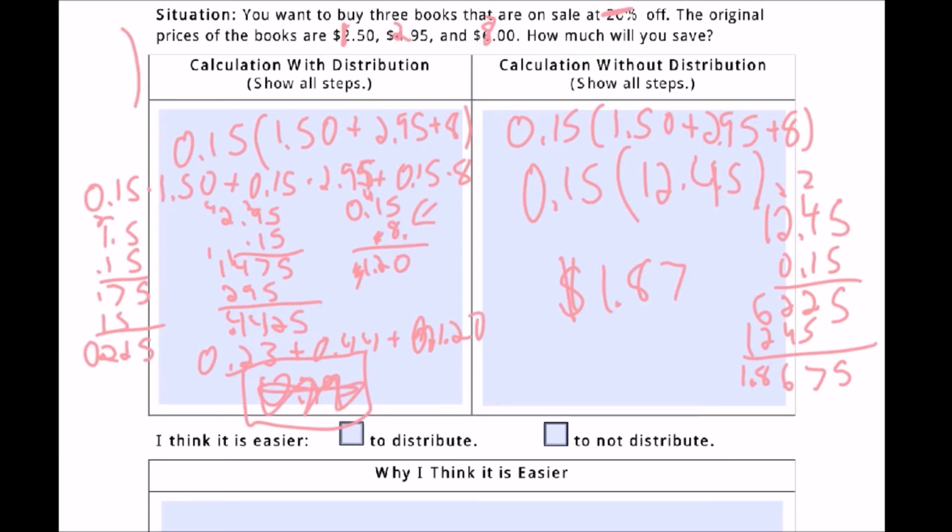So now we add this up. $1.20 plus 44 would be $1.64, 74, 84, 87. So $1.87. We got the same answer. And I can't answer why you think it's easier. You're going to have to do that one on your own. So I'll do one or two more examples.